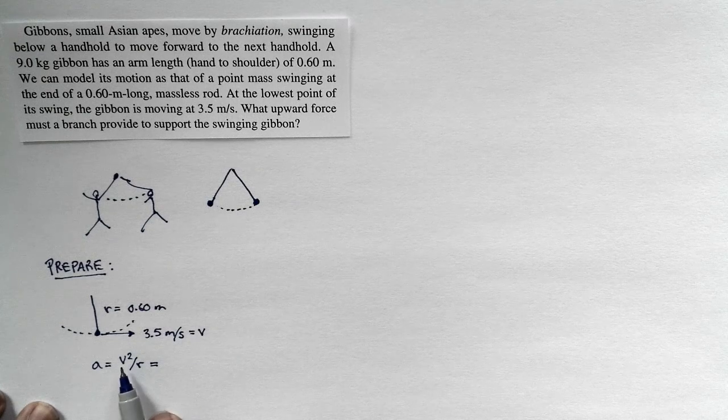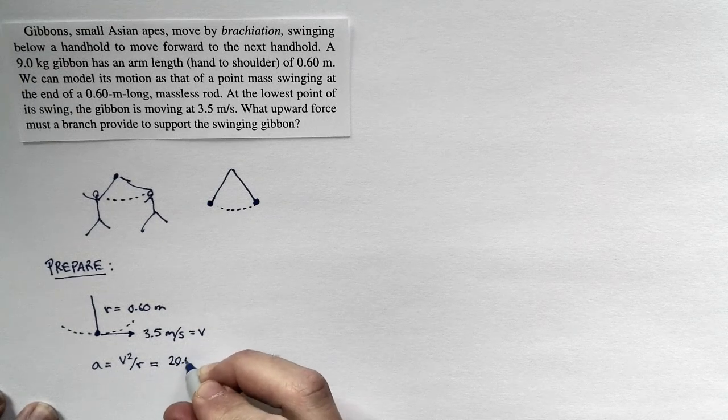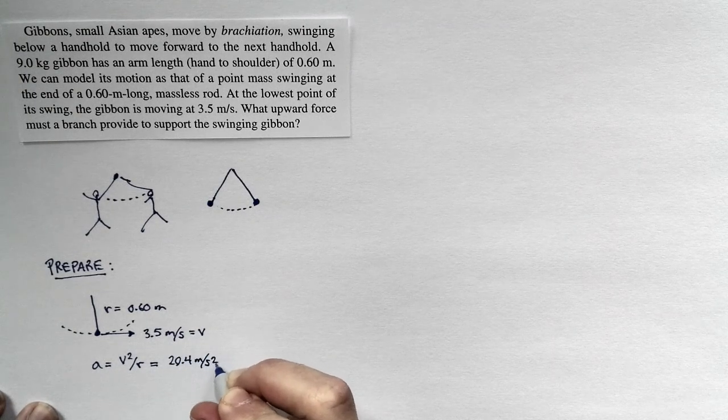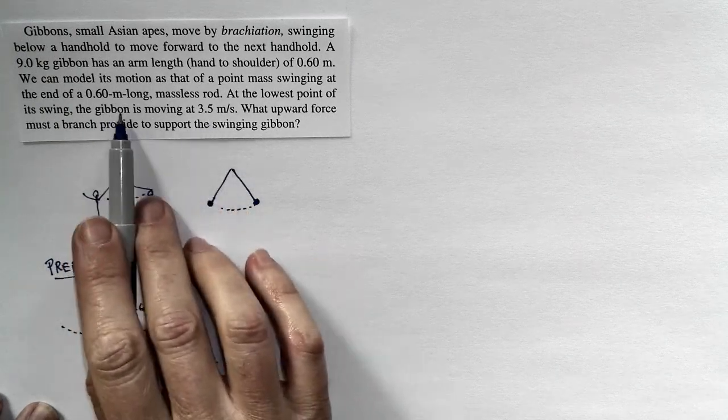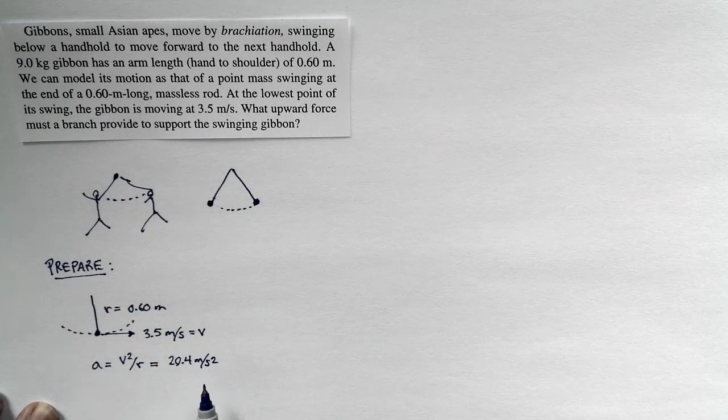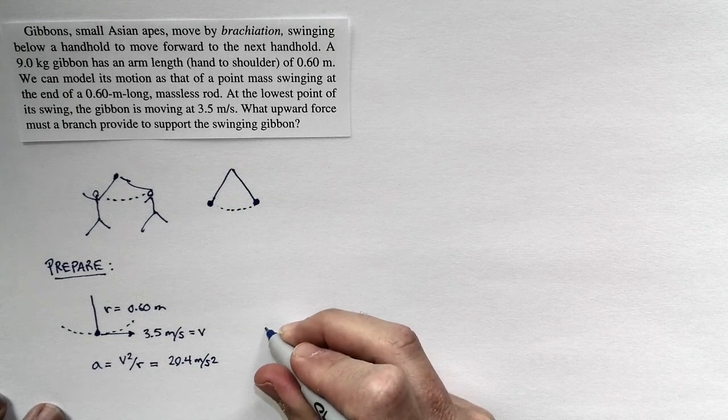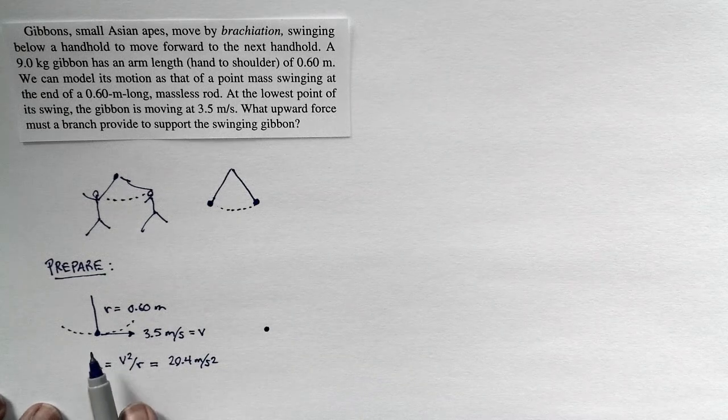If we do that, v is 3.5 meters per second, r is 0.6 meters, I can calculate the acceleration, and it's 20.4 meters per second squared. Now I'm keeping an extra significant digit. Even though this is a two significant figure problem, this is an intermediate step in the calculation. That's part of our preparation. But the other piece we need to do is consider the forces acting on the gibbon.